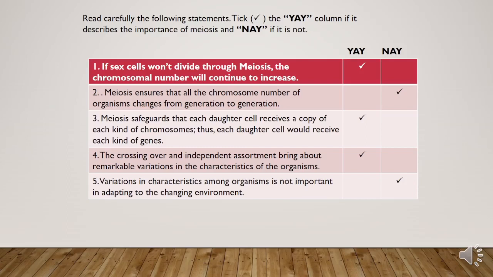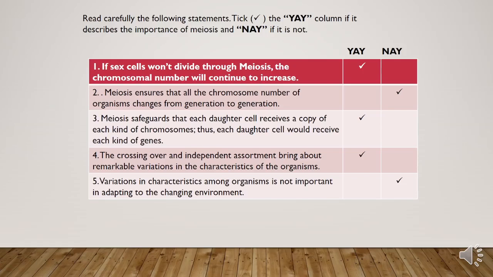It is not. Number 3, meiosis safeguards that its daughter cell receives a copy of its kind of chromosomes. Thus, its daughter cell would receive its kind of genes. And it is also a yay. Number 4, the crossing over and independent assortment bring about remarkable variations in the characteristics of the organism. It is also a yay.